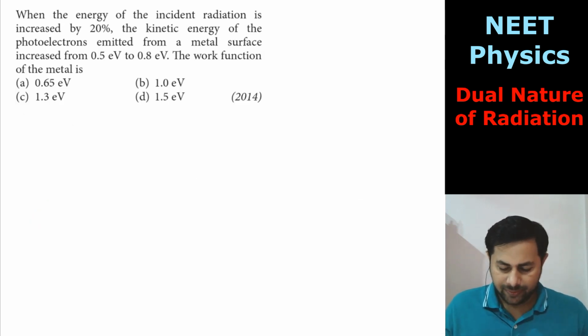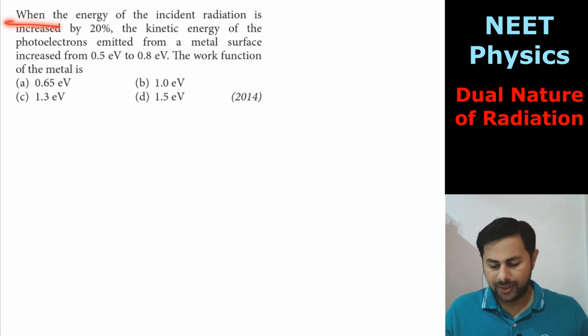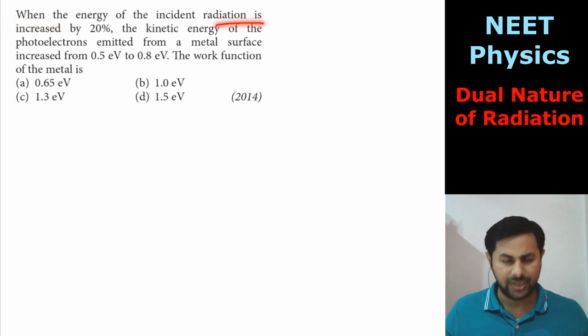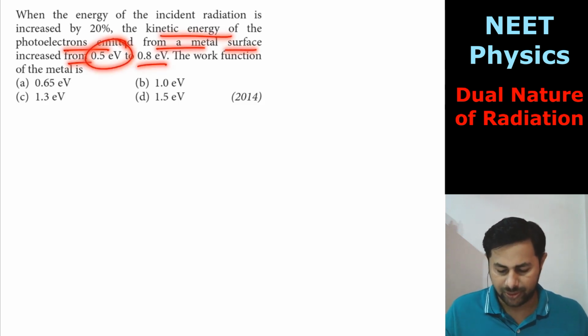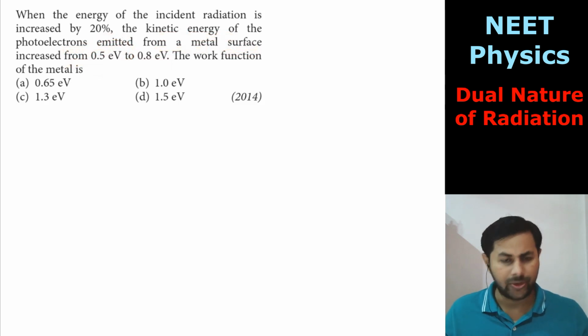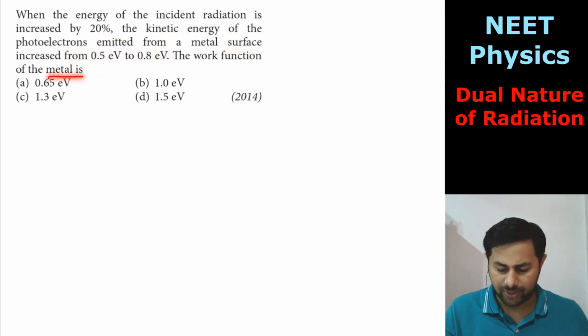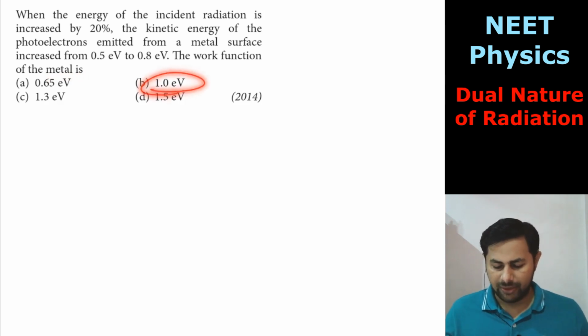Let's see next one. When the energy of incident radiation is increased by 20%, the kinetic energy of photoelectrons emitted from a metal surface is increased from 0.5 eV to 0.8 eV. The work function of the metal is, right, we want work function in eV only.